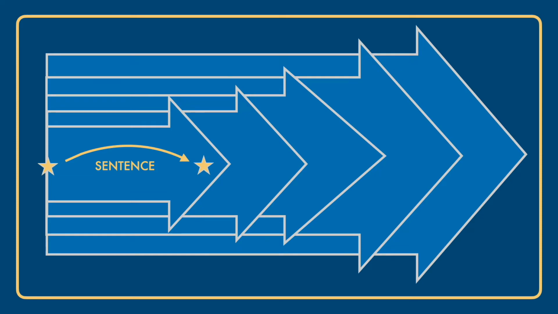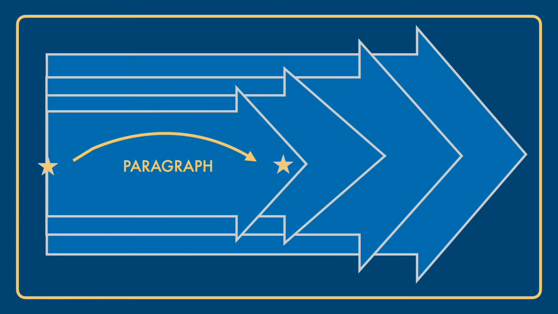The sentence. Every sentence should take a complete, if short, journey, which starts and ends strongly. Every paragraph should take a slightly longer journey, which starts and ends strongly. Each sentence in the paragraph contributes to the mini-drama of that paragraph.